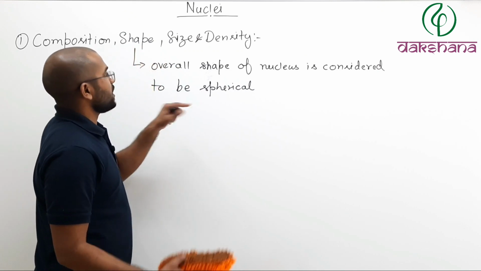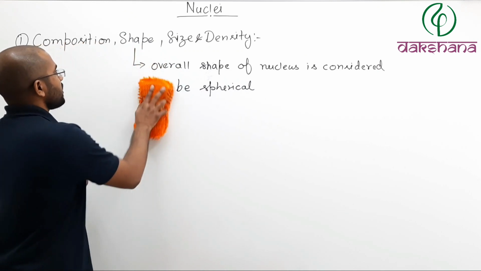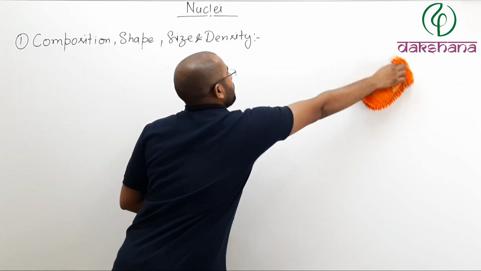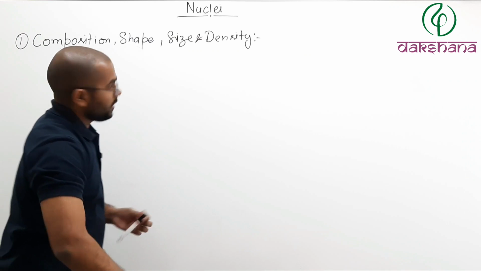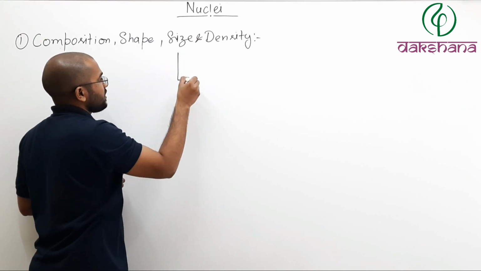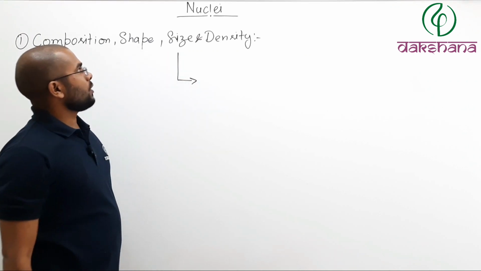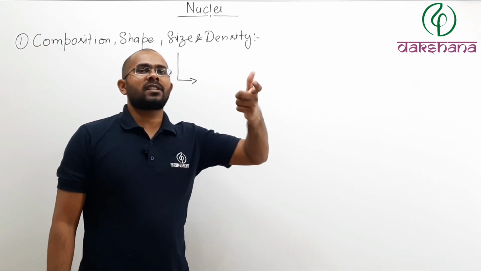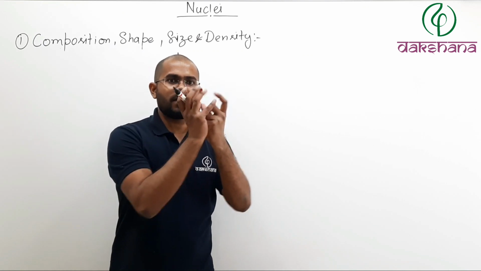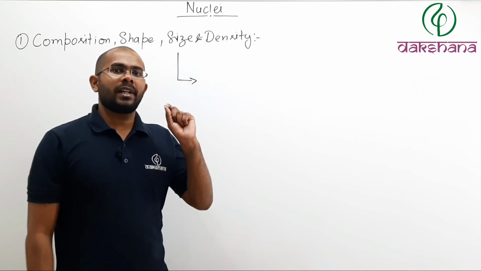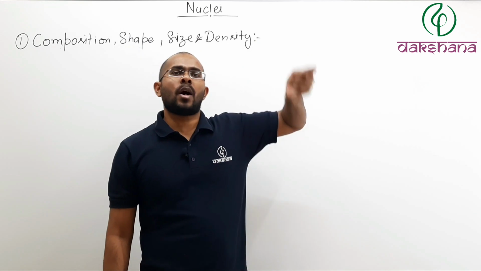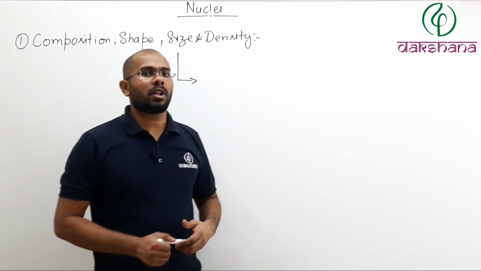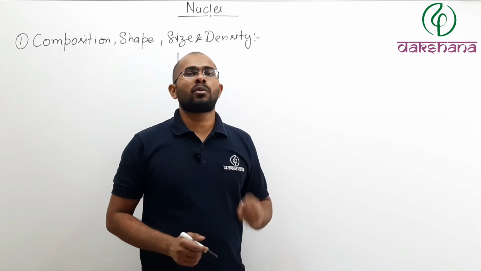Now if the shape is spherical, what should be the size of the nucleus? What do you mean by size? When we talk about the size of the nucleus, we want to know how big that sphere is, how large that spherical shape is. Now remember, it is 10 to the power 5 times smaller than the atom. But we don't know how much that is. So let us talk about what is the radius of the nucleus.